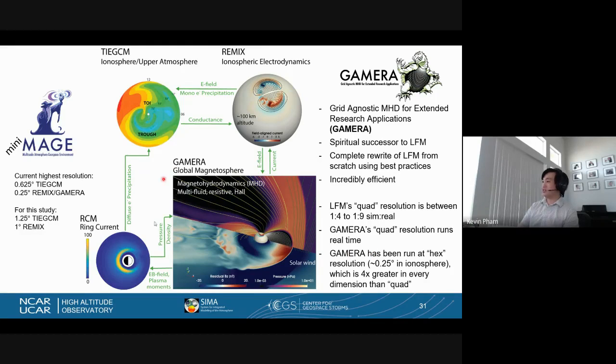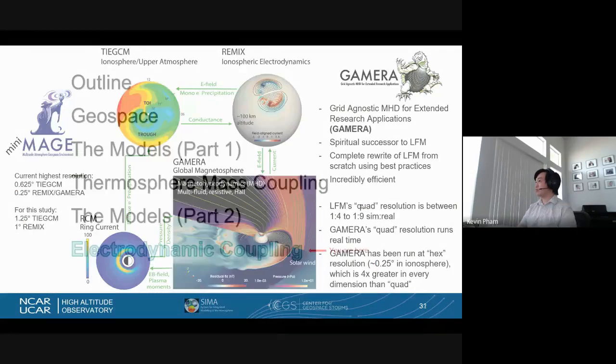So this has pushed the scale of what we can do, and it's also much faster, and we're able to get a lot more science out of it because it's so much faster than LFM. It's a big improvement. So compared to what I was showing before, which was using a 2-degree remix resolution, I'll show results using the 1-degree remix and using Gamera instead of LFM.